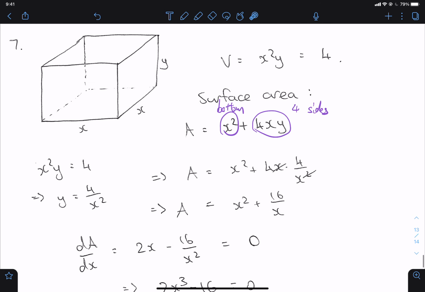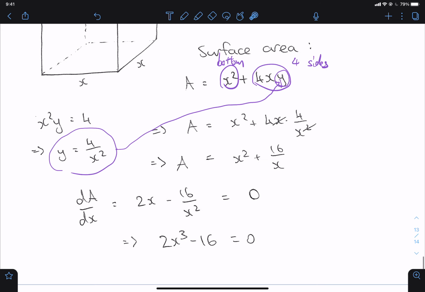Here's the total surface area we have, just like before. Now we want to eliminate the variable y. So we use the volume equation to express y, with both sides divided by x squared. So y is equal to 4 divided by x squared. Then we plug this in, so that y is replaced. Now these 2 x's cancel, and the function A is equal to x squared plus 16 divided by x.